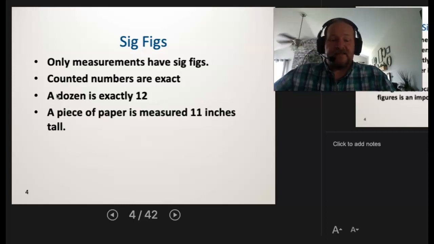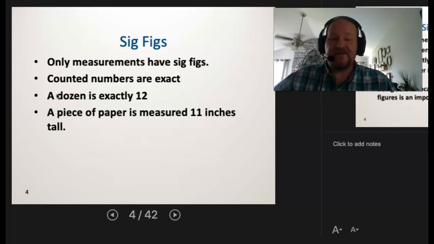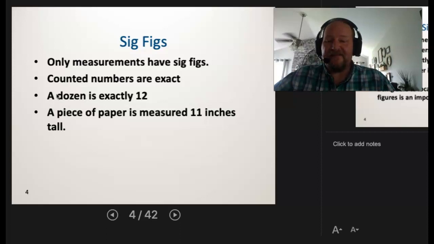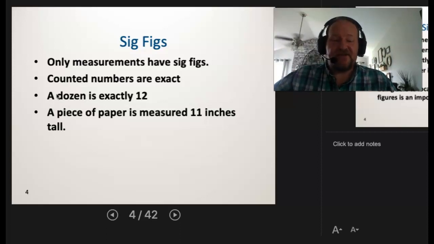Now, if it says literally in the question or in the statement, a piece of paper is measured, then it's a measurement, regardless of how close it is or not. So when we look at, for instance, loose leaf paper, it's 11.5 by 8. So here I say it's measured to be 11 inches tall. Well, then that's your significant figures right there. There are two significant figures.